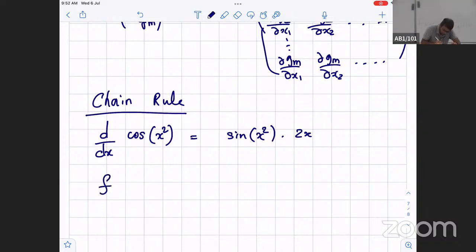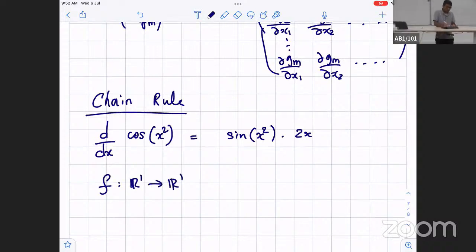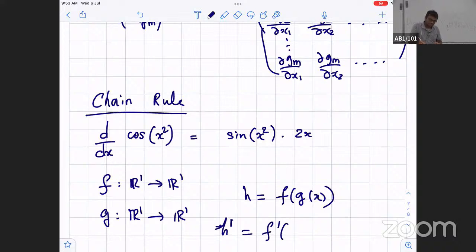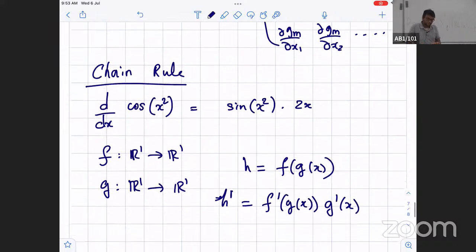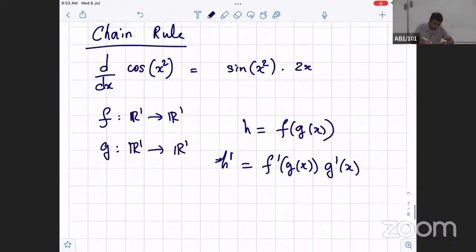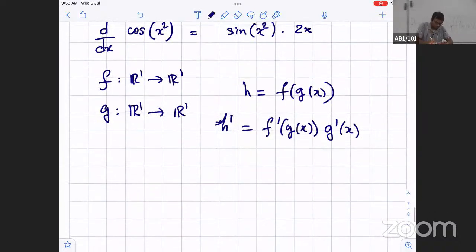You have a function f which goes from R1 to R1. Then you have a function g which goes from R1 to R1. You can define an h which is f of g of x, right? And if you take the derivative of h, this is the same as... Do you remember this?